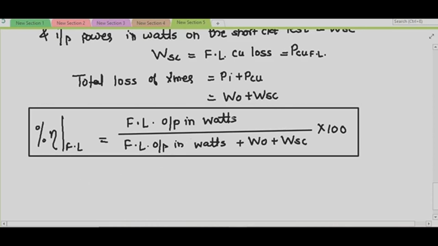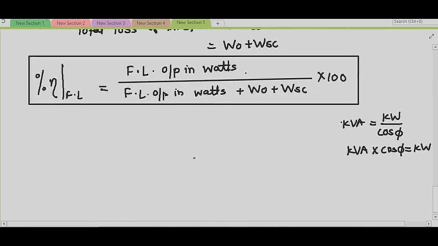Now, what is full load output in watts? How to find out that? We can find out that by, we know students, one relationship. What is your KVA? KVA is nothing but kW upon cos of phi. If the KVA of the transformer is known, if I multiply that KVA by cos of phi, I will get the kW. What is kW? It is nothing but the output of the transformer.